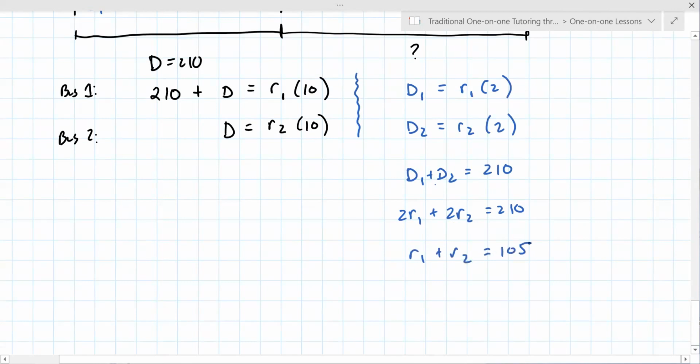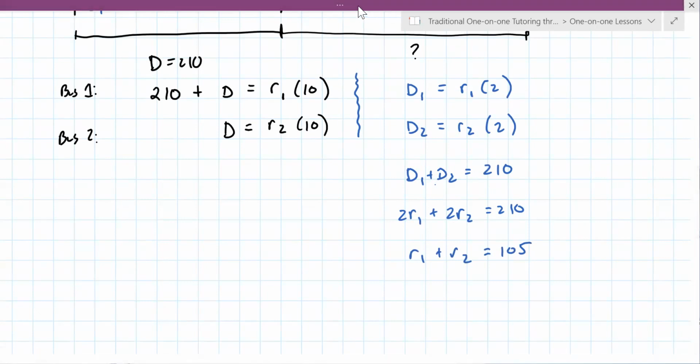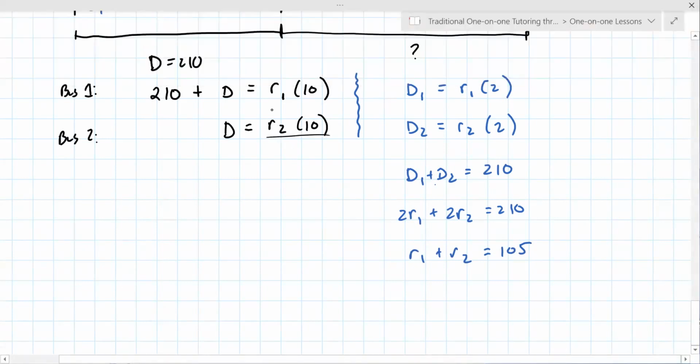Okay, all right. Now look over here on the left. You can take this and pop it right in there. So you get 210 plus 10R2 equals 10R1.